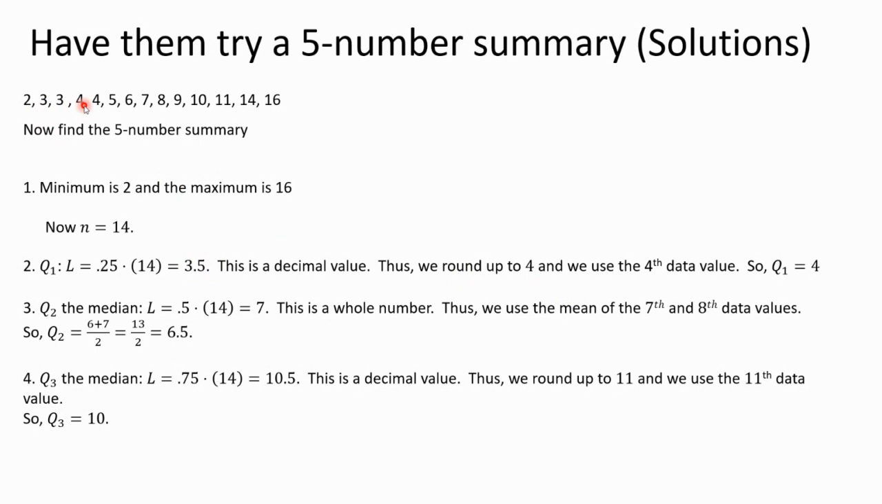For Q2, the median, we had a procedure from before where you look at how many data values there are. It's even, but let's use this procedure here. Your locator is 0.5 times 14, which is 7. That's a whole number, so what do you do next? You use the 7th and 8th data values. I said 6th by mistake, sorry. So we have 1, 2, 3, 4, 5, 6, 7, and 8. You get their average: 6 and 7, the average is 6.5.